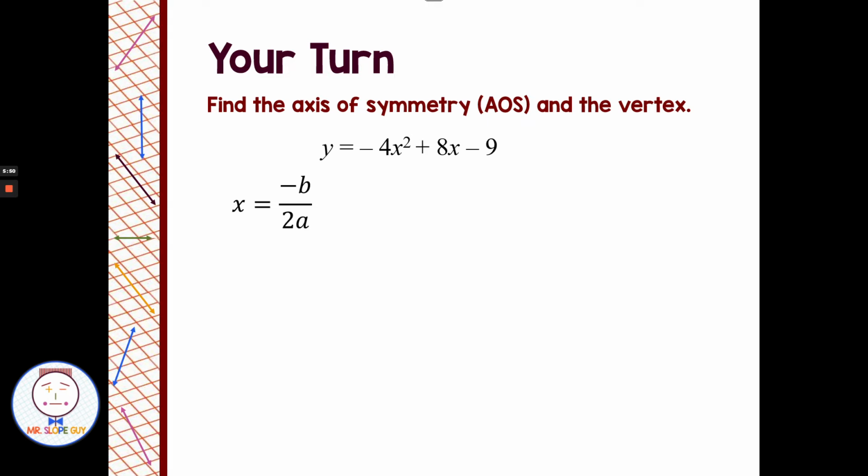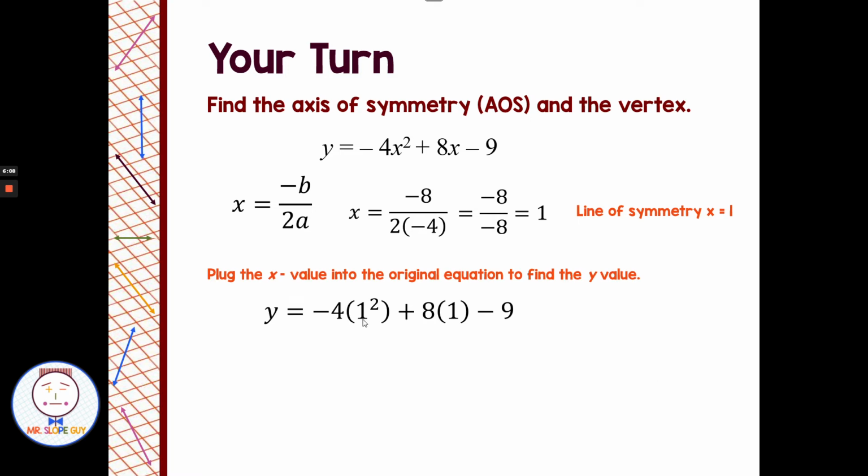All right, welcome back. So when we substitute in our negative b over 2a, we would get x is 1. So we have the vertical line at x equals 1 for our axis of symmetry or line of symmetry. Then to find the vertex, I'm going to take 1 and put it into the original equation. Everywhere I see x, I'm going to replace it with 1. So I have negative 4 times 1 squared plus 8 times 1. Negative 4 times 1 is negative 4, 8 times 1 is 8, then negative 4 plus 8 minus 9 gives us negative 5, so our vertex is at 1, negative 5.